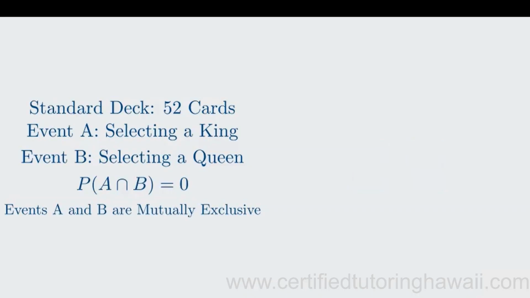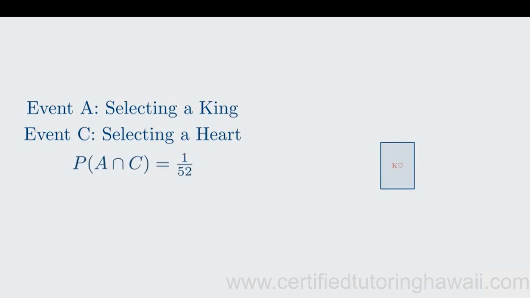Now, let's look at a case that is not mutually exclusive. Keep event A as selecting a king, but let's make event C selecting a heart. Can a card be both a king and a heart? Yes, the king of hearts exists. Since there is one card that fits both descriptions, the joint probability is 1 over 52. Because the joint probability is not zero, these events are not disjoint. They overlap at the king of hearts.